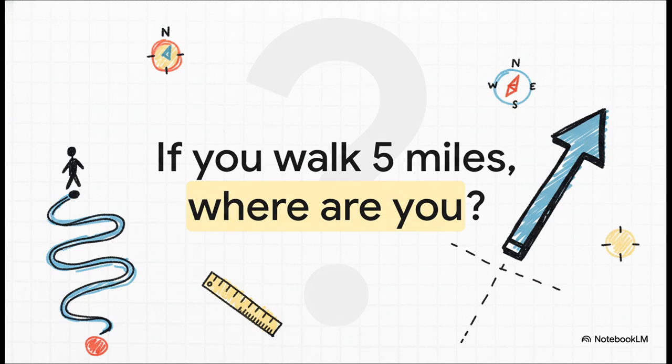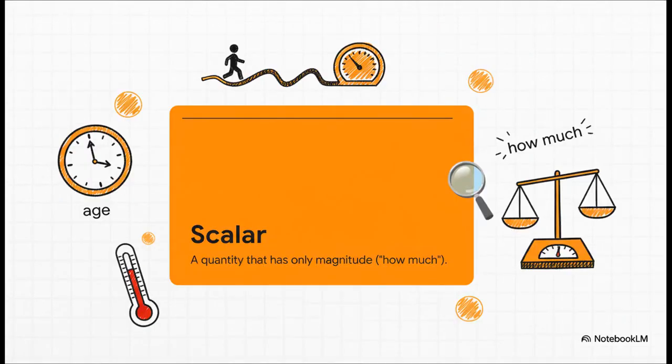And this simple question gets at a huge idea in physics. That 5 miles is what we call a scalar. It's just a number. It's got a size, a magnitude, but that's it. No direction. Your age, the temperature outside, the price of your coffee, see? They're all scalars. They tell you how much, but they don't tell you which way.